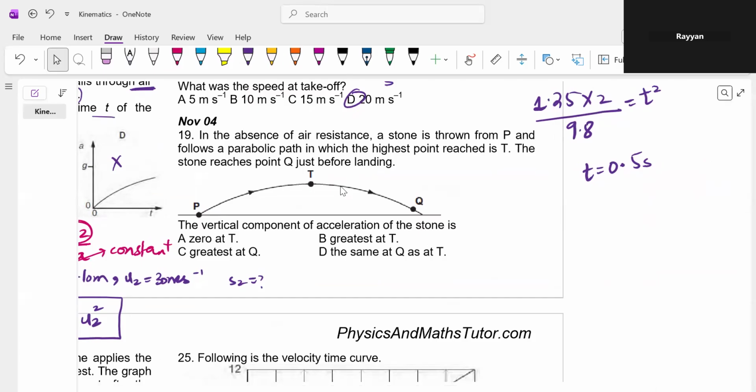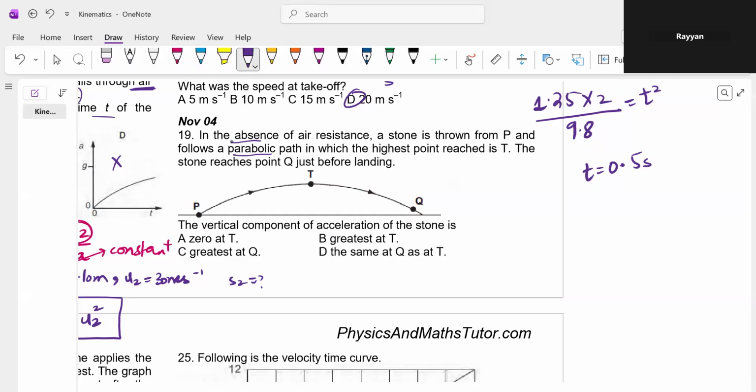Okay, question number 19. In the absence of air resistance, a stone is thrown from P and follows a parabolic path in which the highest point reached is T. The stone reaches a point Q just before landing. The vertical component of acceleration of the stone is what? What is a parabolic path? It's like projectile motion, similar to that.